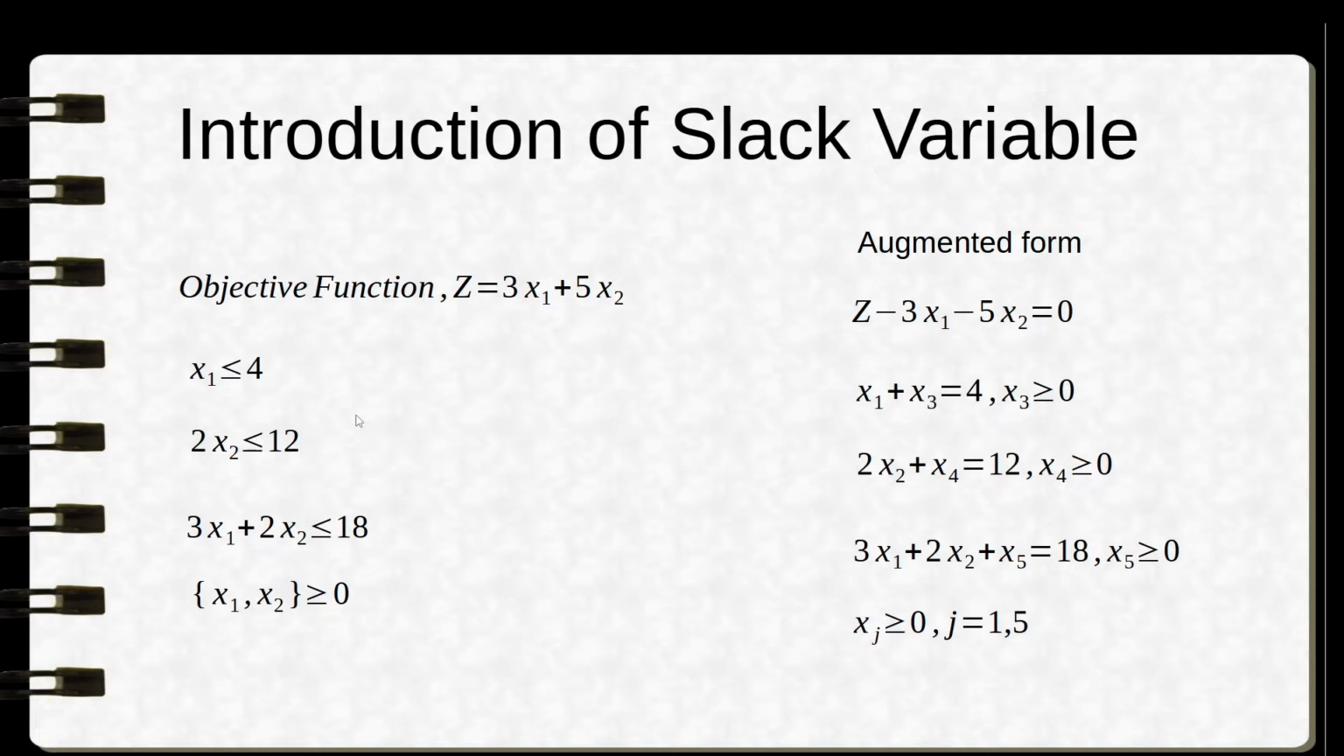Similarly, for the second functional constraint, we write 2x2 plus x4 is equal to 12, x4 greater than or equal to 0. And for the last functional constraint, a slack variable x5 is introduced. In the last line, the non-negativity constraints are just reiterated. That is xj greater than or equal to 0, where j is 1 to 5. That is, x1, x2, x3, x4 and x5 are non-negativity constraints. They are greater than or equal to 0.